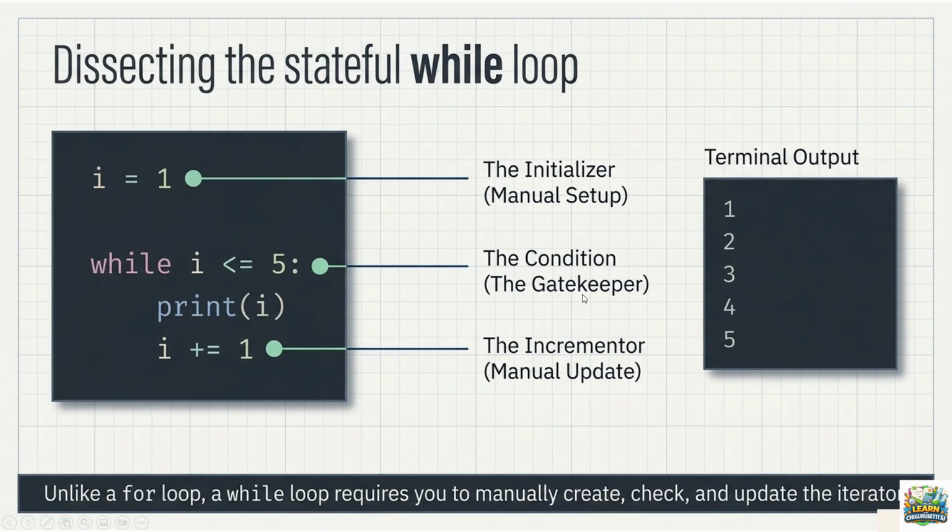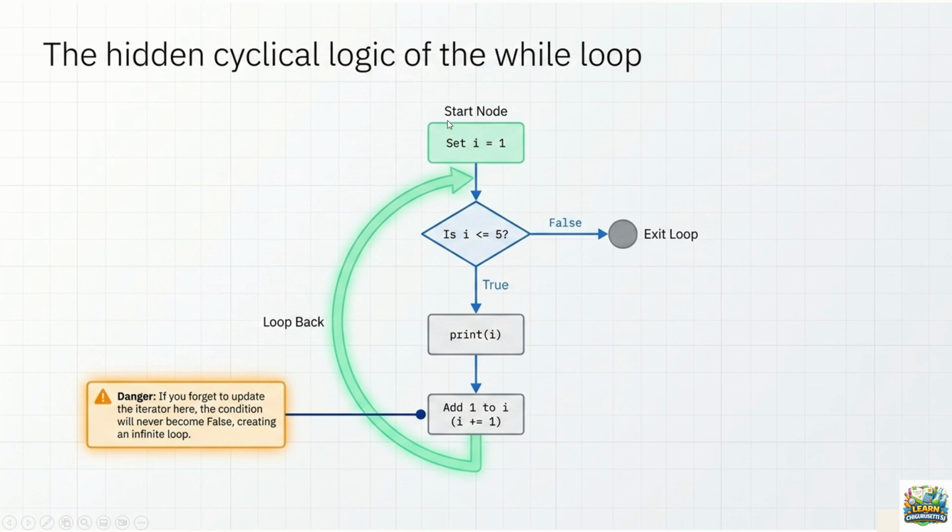Now I'll show you the hidden cycling logic. First it starts with I equal to 1. Then is I less than or equal to 5? Yes, it is true. Then it prints I, 1. Again the I will be added with 1, means it becomes 2. Again it goes to 2. Is 2 less than or equal to 5? Yes. So it prints I.